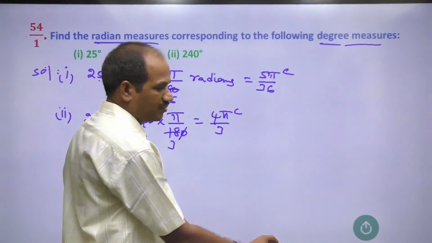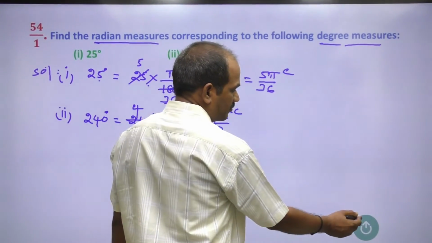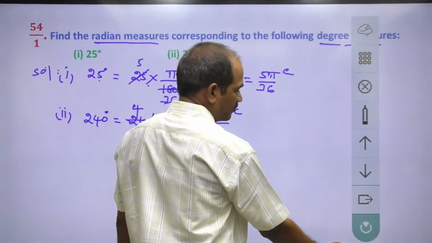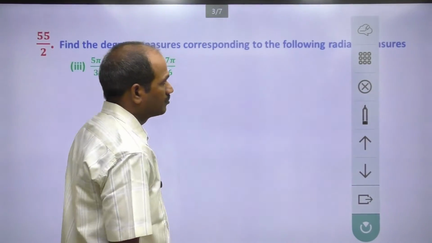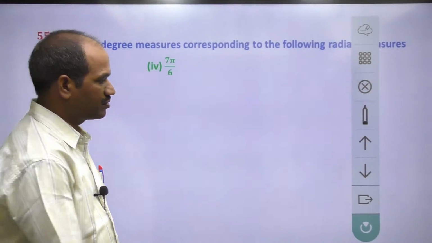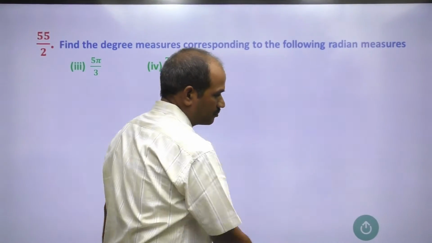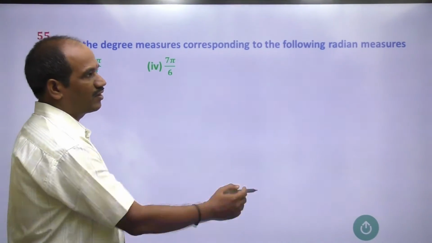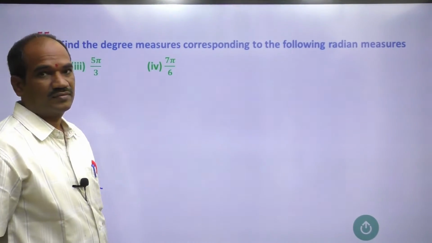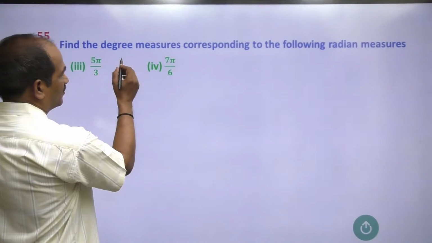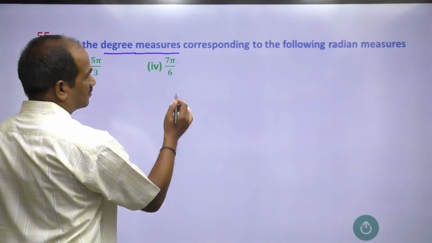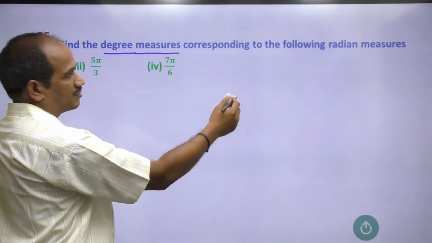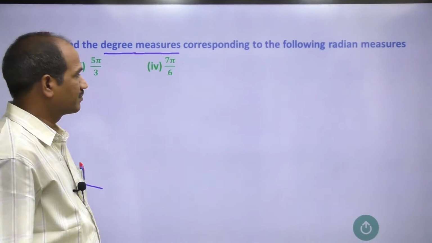Okay, right. Next, the second one. In this next question, find the degree measure corresponding to the following radian measure.